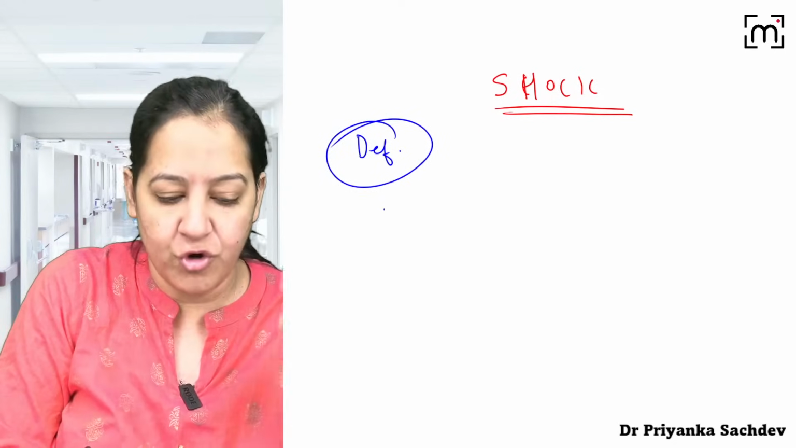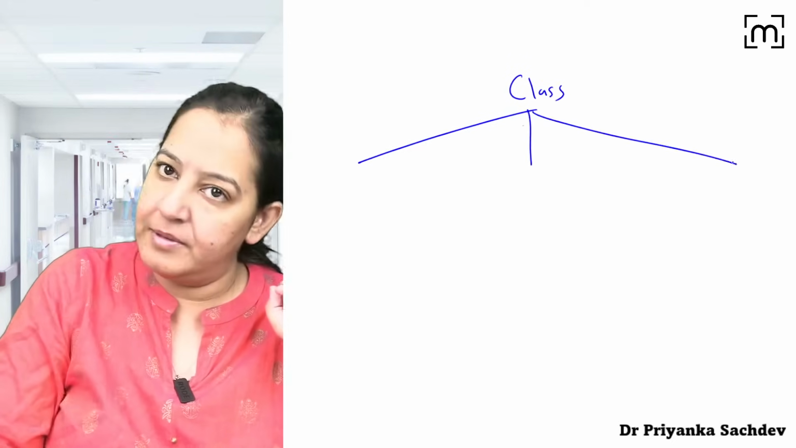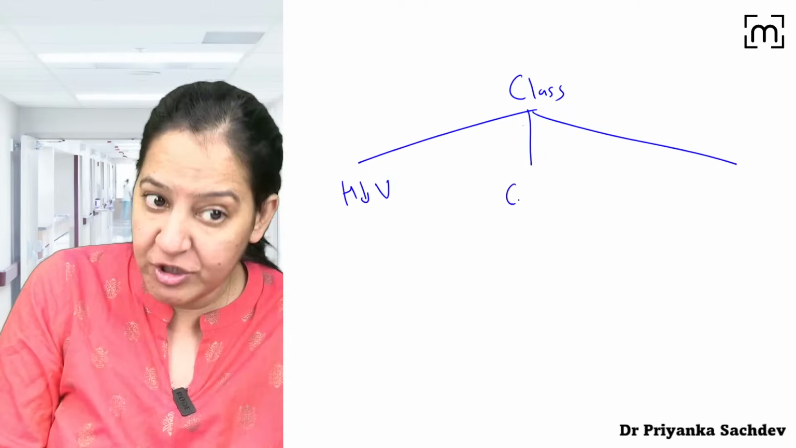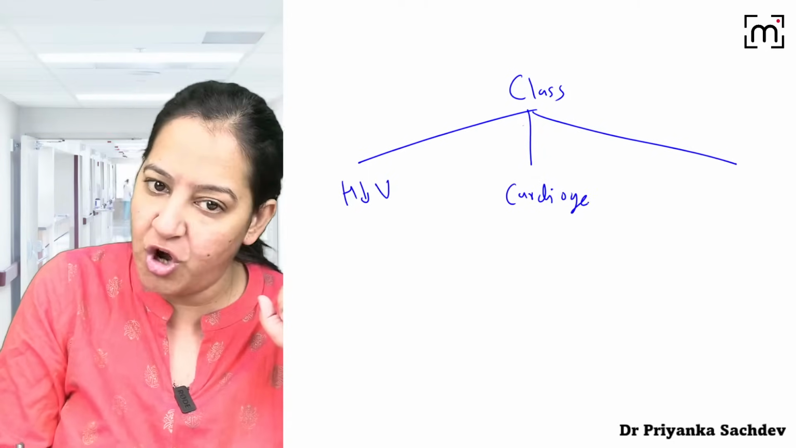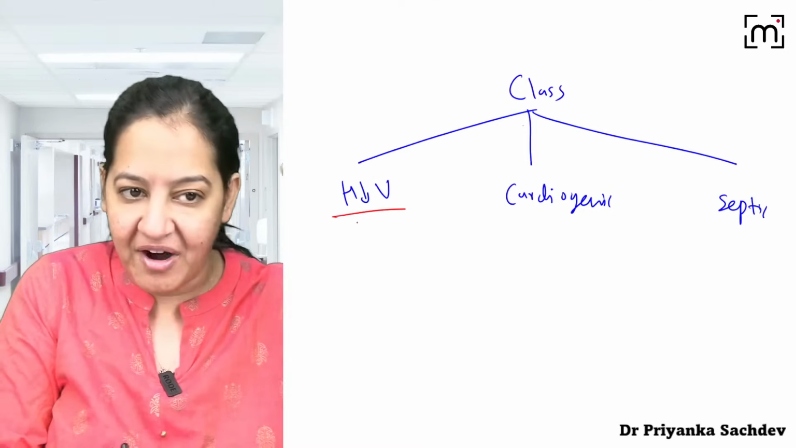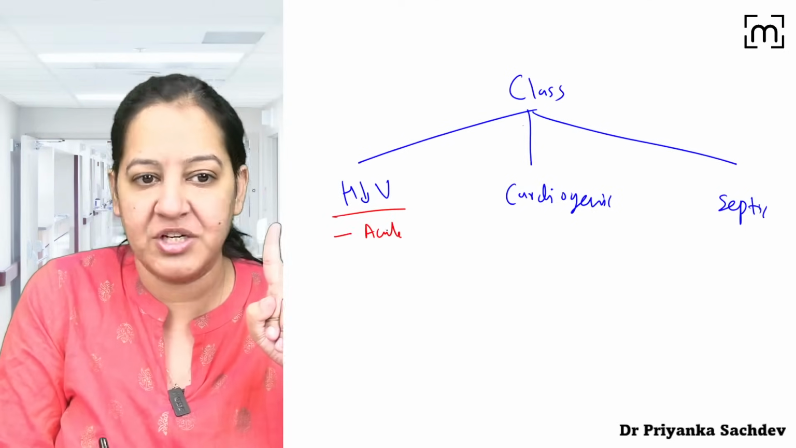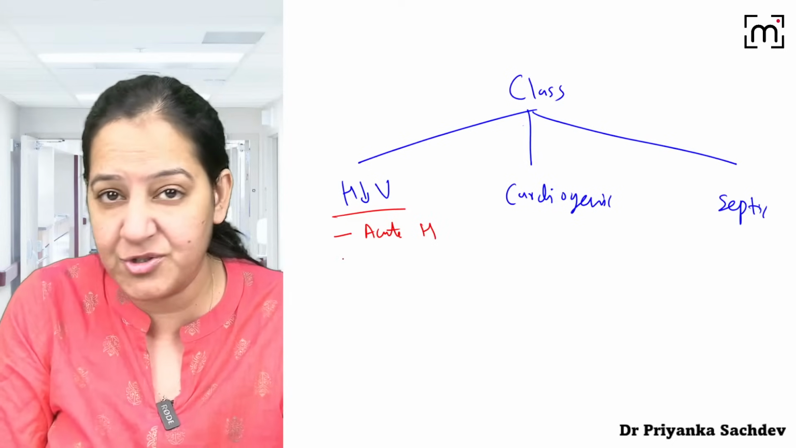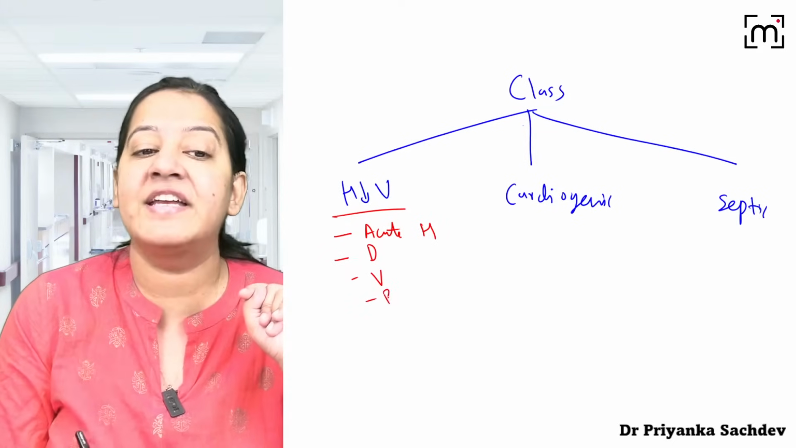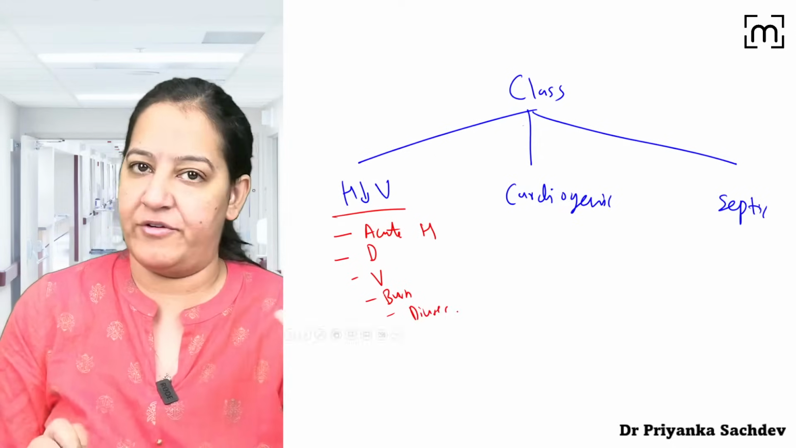After definition, if you talk about the classification of shock, I told you 3 types of shock. The main 3 types of shock: hypovolumic shock, normovolumic shock, which is known as cardiogenic shock, and the third type, septic shock. In each type, you have to further tell me the causes. Hypovolumic shock is due to acute hemorrhage like road traffic accident and all, surgeries and all, right? It can be diarrhea, it can be vomiting, it can be burns, right?